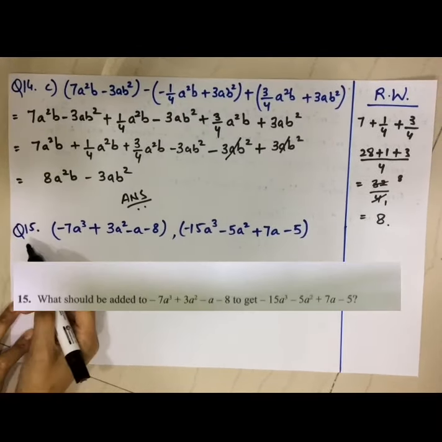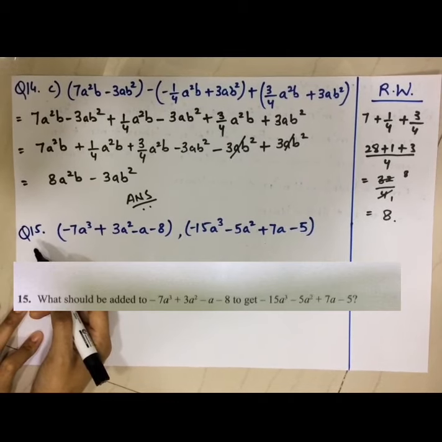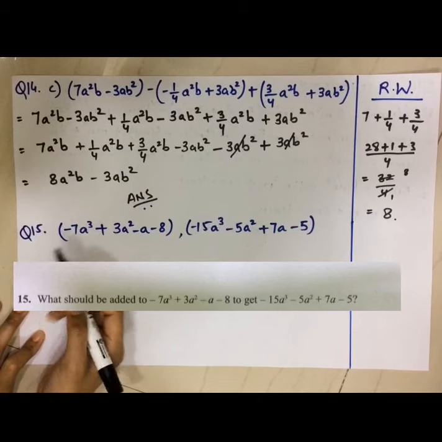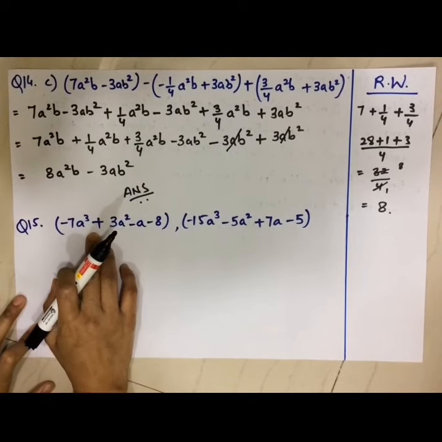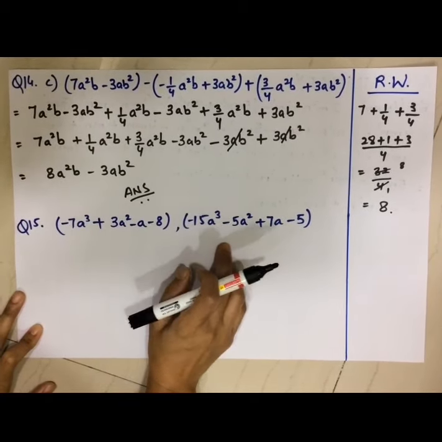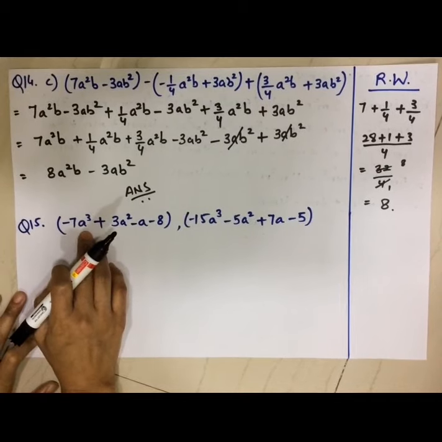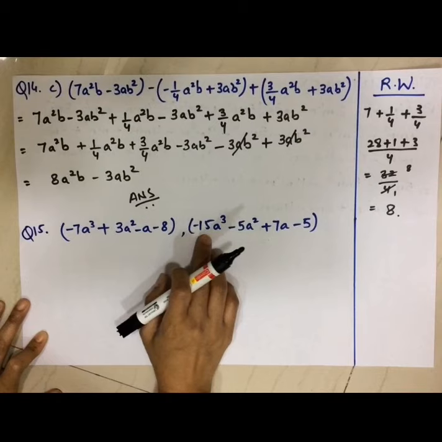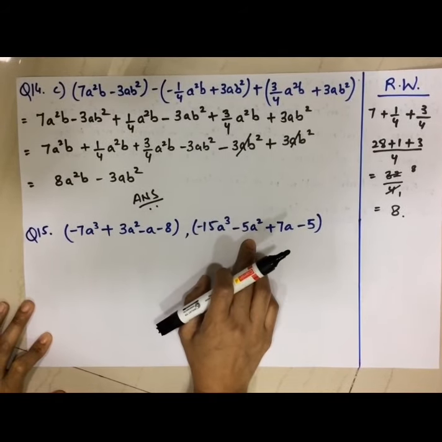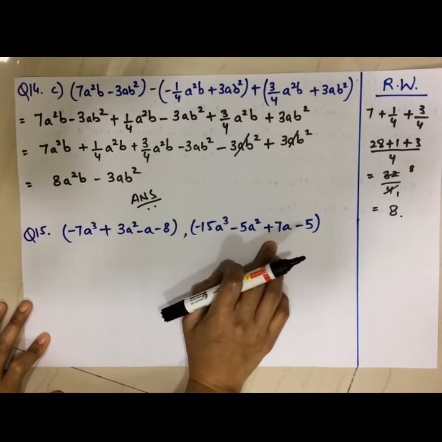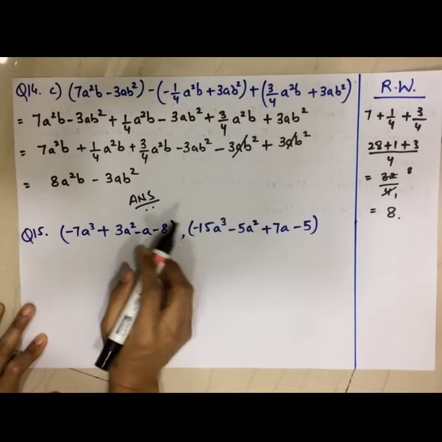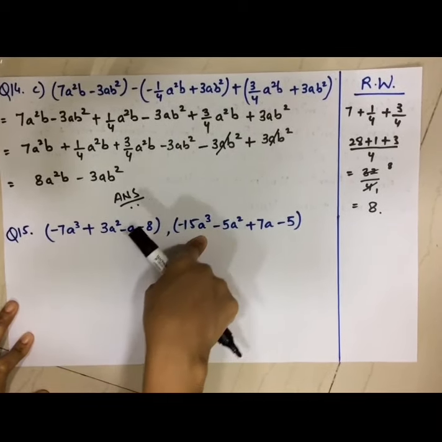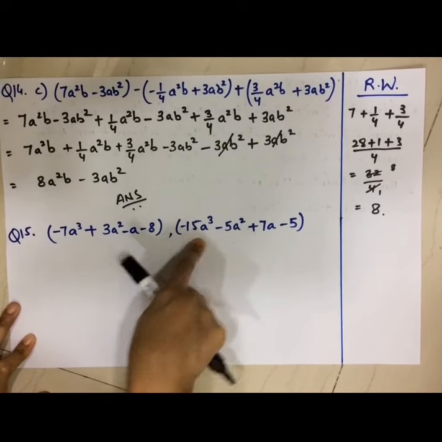Now we are doing the next question, which is question number 15. The question reads as, what should be added to first polynomial to get the second polynomial? So our first polynomial is minus 7a cubed plus 3a square minus a minus 8, and the second one is minus 15a cubed minus 5a square plus 7a minus 5. So you have to find out what should be added to the first polynomial so that we get our second polynomial.